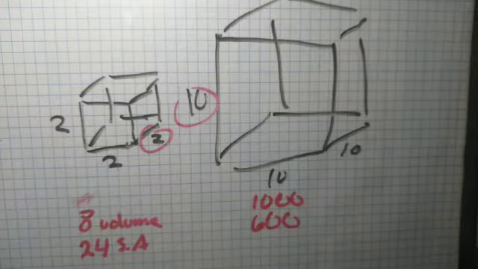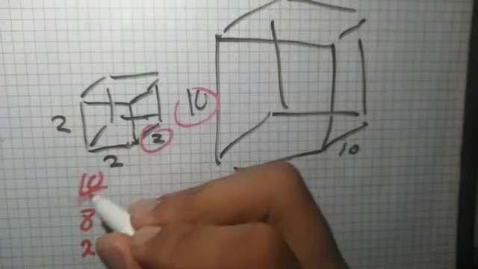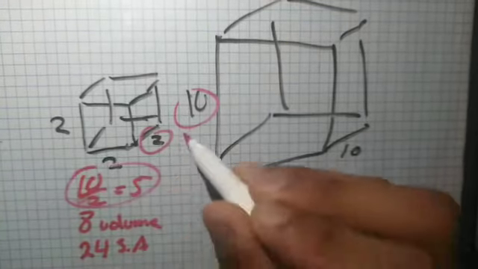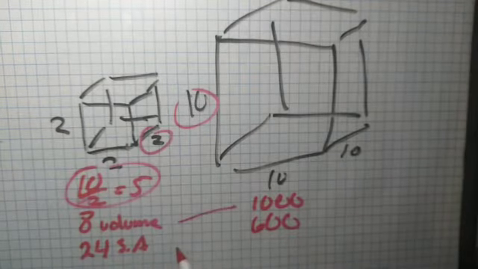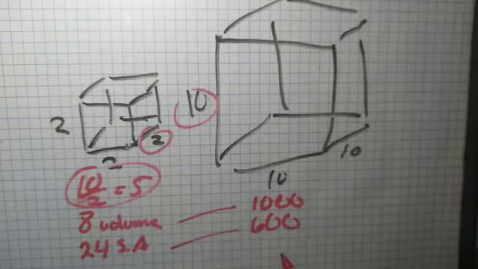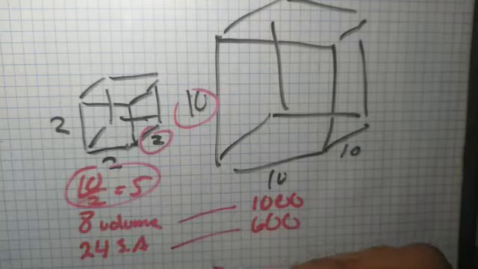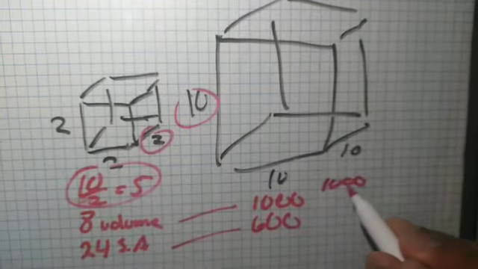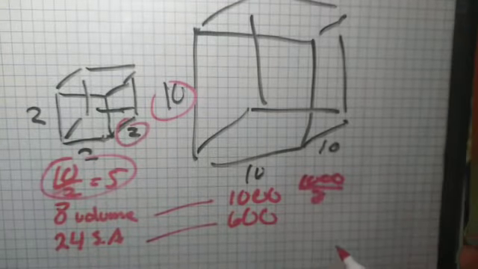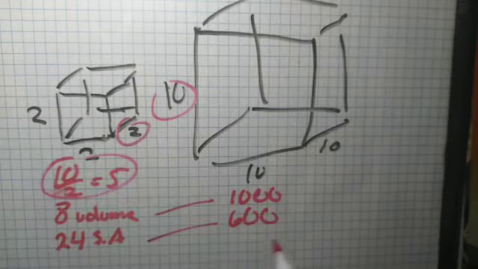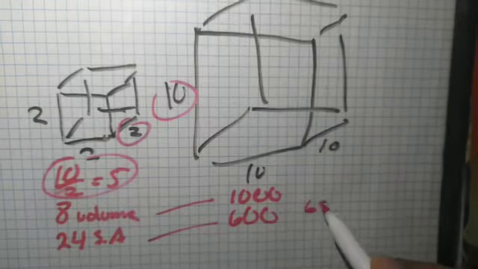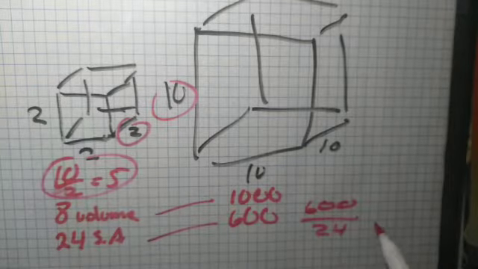Now if we were to write this out and make another ratio similar to the one we did over here, which was 10 over 2, which is equal to 5, that is our ratio between side lengths. Now if we do a ratio between the volume and the surface area, we would get similar outcomes. Let's look at surface area first. It'll look nicer. We will have 600 over 24.